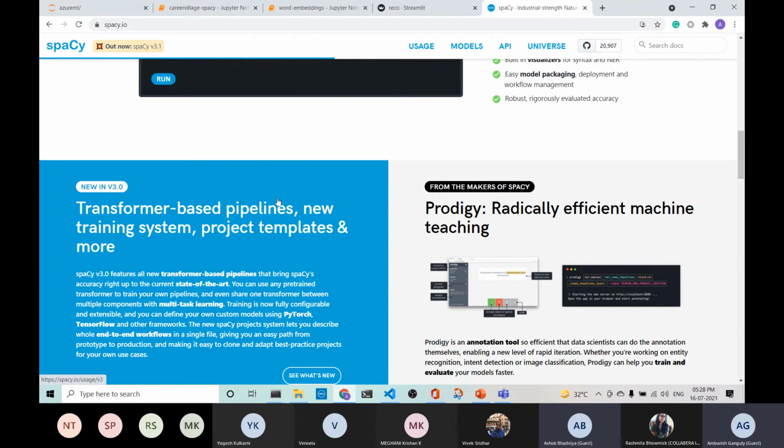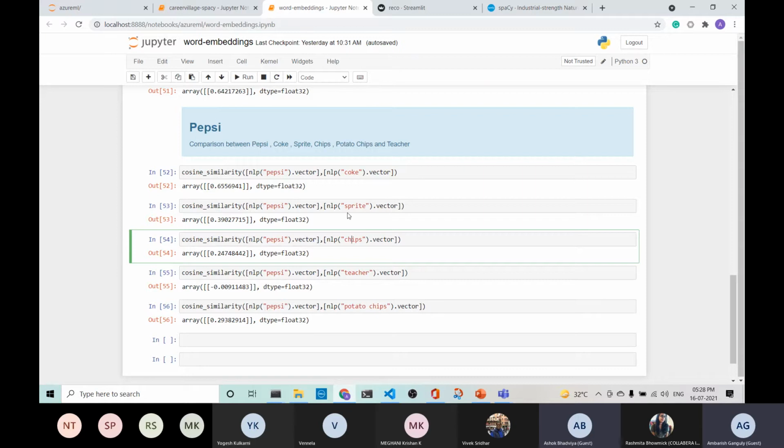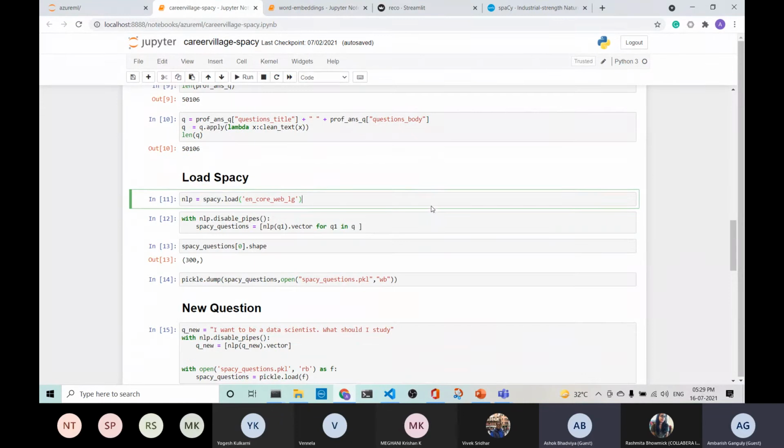So it has got transformer-based models also, like BERT and RoBERTa. I have not used those. I just use this one, which I think is using Word2Vec beneath. So obviously there is more improvement that you can do. This is a Word2Vec type of word embedding it is using beneath.